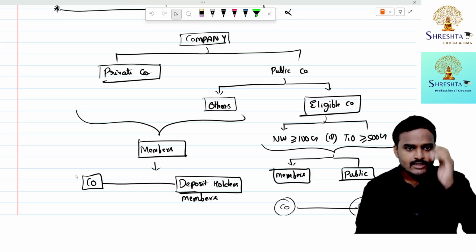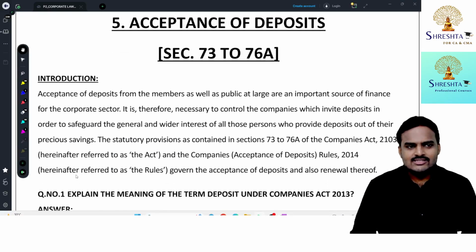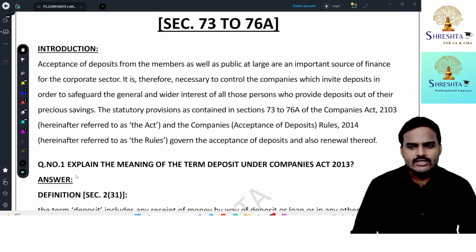Clear? Is it clear? Okay, fine. Now let's start the chapter. Explain the meaning of the term deposit under the Companies Act 2013. Introduction, a very simple introduction. Just give it one reading.